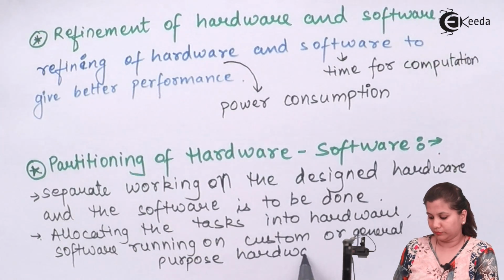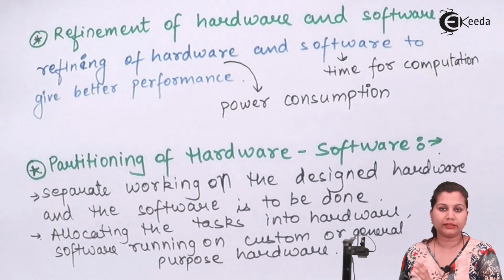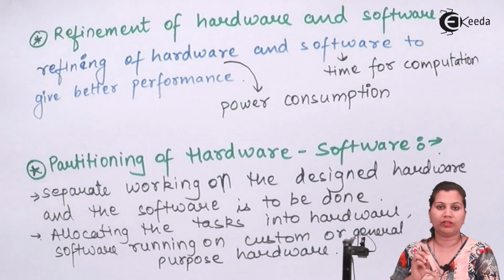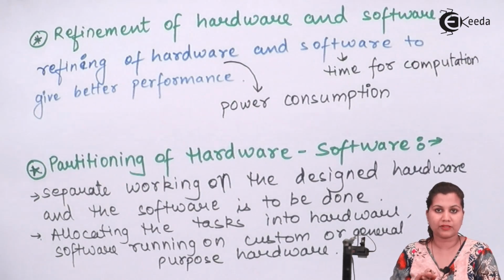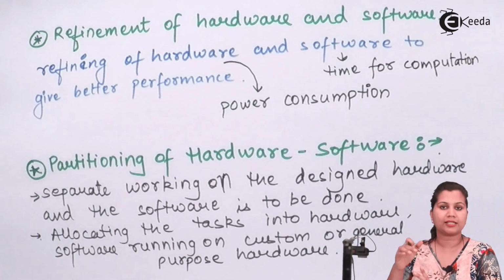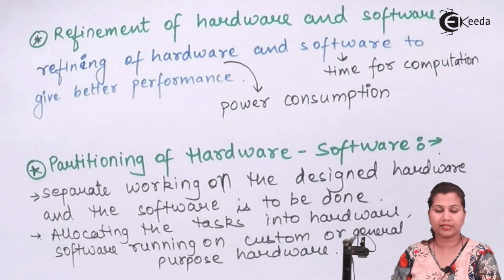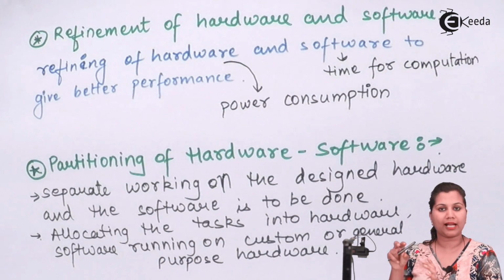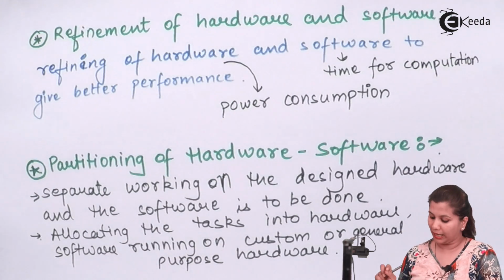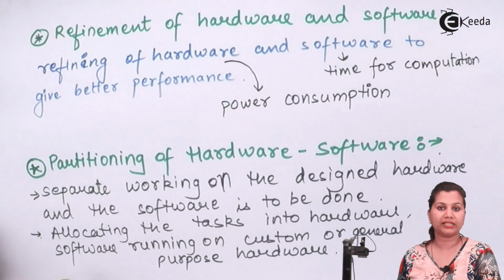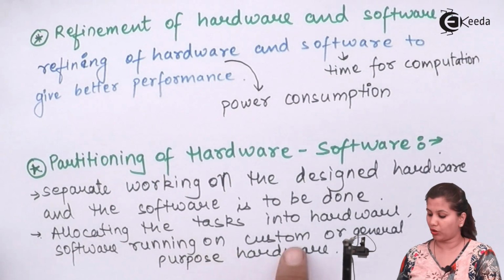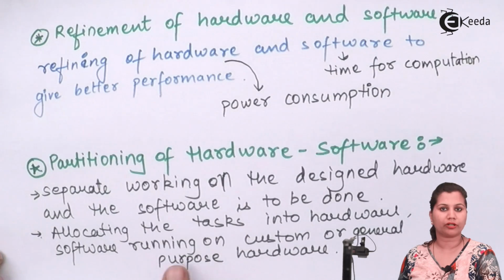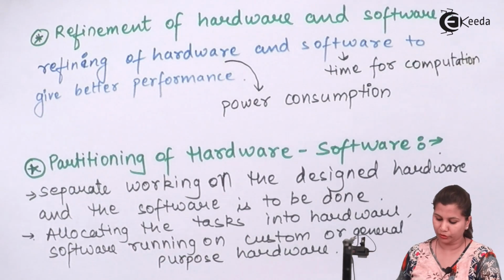Means to every block in the block diagram, we will assign that this task is to be performed by this specific circuit and this task is to be performed by another circuit. So for every block we will assign which tasks are to be performed by them, and in the software part we will see whether the software will run on the custom or the general purpose hardware.